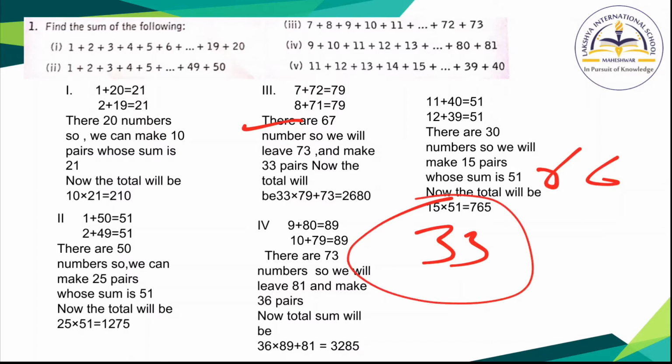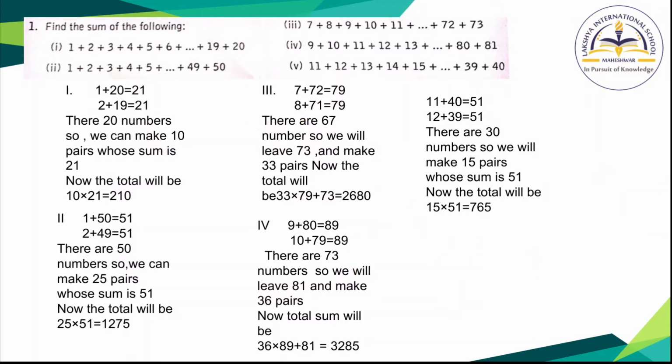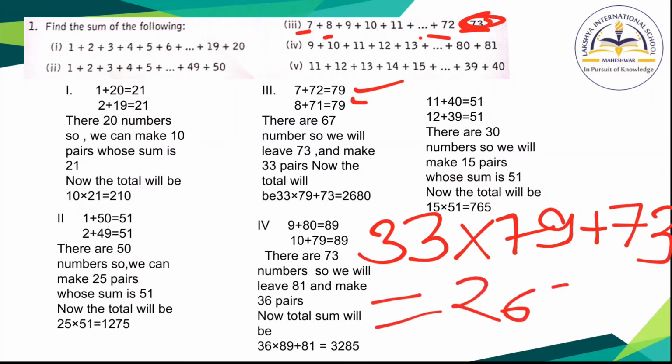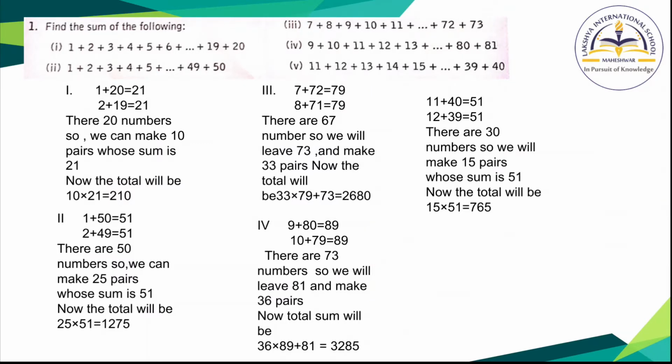Now we just leave the number 73, and 7 plus 72 we will get 79. 8 plus 71 we will get 79. Now the total sum will be 33 into 79 plus the remaining number 73. 2680 will be our answer. Now in the same manner you have to solve the 4th and 5th questions.